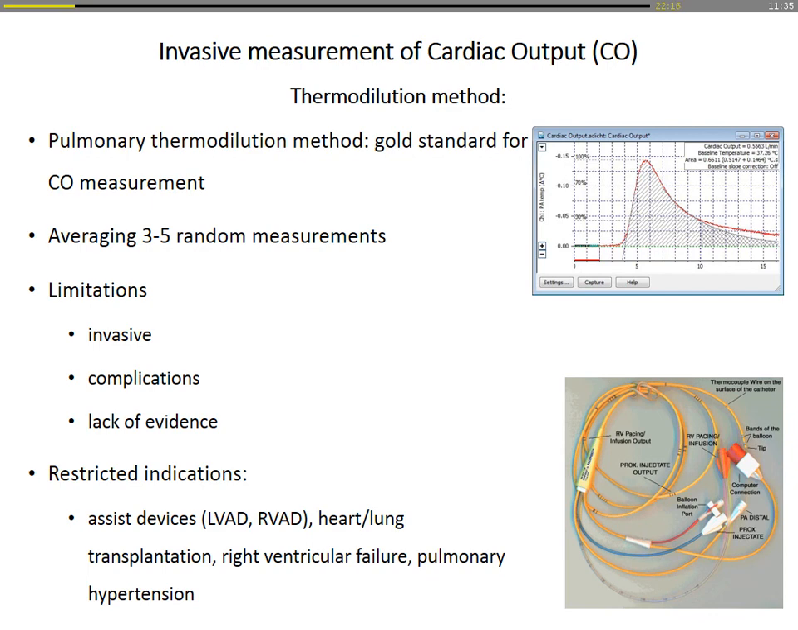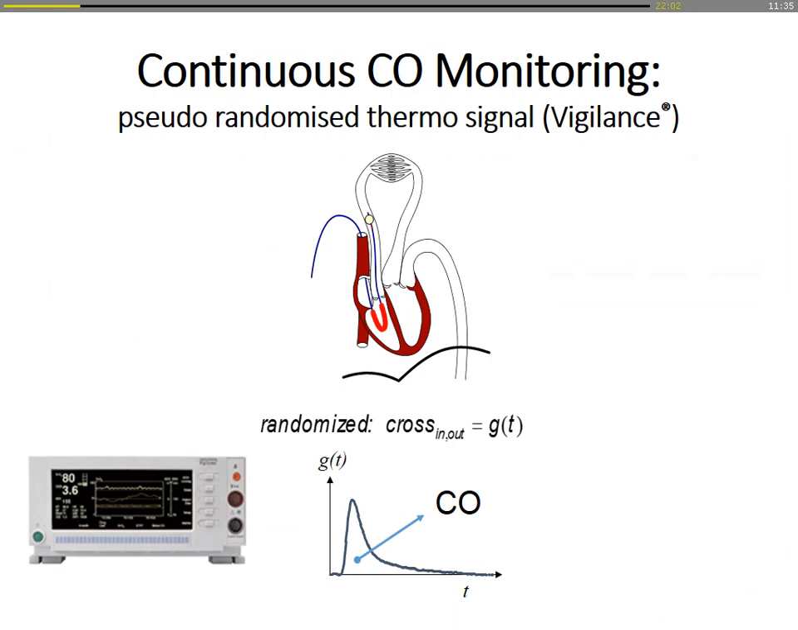So in our institution, for example, unfortunately, it is not very common to put in a Swan-Ganz catheter, and we have only very restrictive indications like listed here, where we still use it, but not for, let's say, a standard cardiac case. A variation of this technique is the continuous cardiac output monitoring with a pseudo-randomized thermosignal.